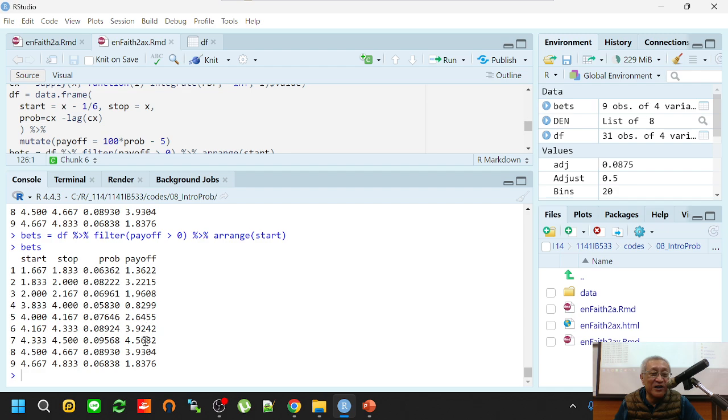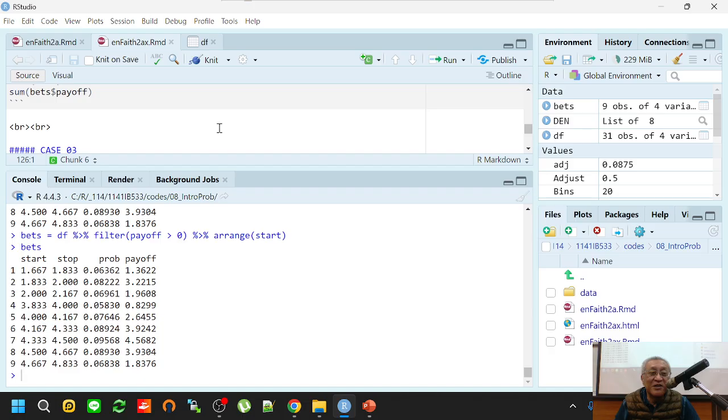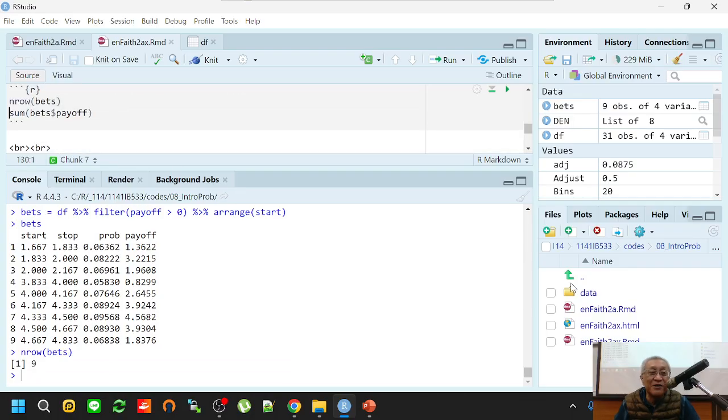And their expected value, right? Okay, and you can see that if I change the number of rows of bets, we can see how many periods we want to bet. It's actually 9 periods that we can bet. But if we bet on these 9, what is our net expected payoff?